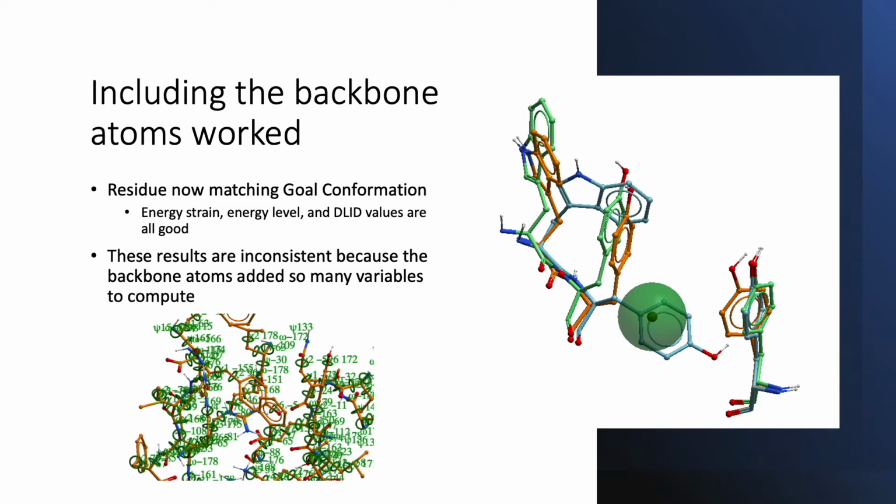Although these results were promising, adding the backbone atoms greatly increases the number of variables the Monte Carlo simulation needs to compute, as seen in the bottom left graphic. This in turn causes the simulation to get inconsistent results and requires more computational power. As a reminder, a Monte Carlo simulation tries to run through as many conformations of variables it can in a somewhat random way. So increasing the number of variables increases the number of conformations needed to be tested.